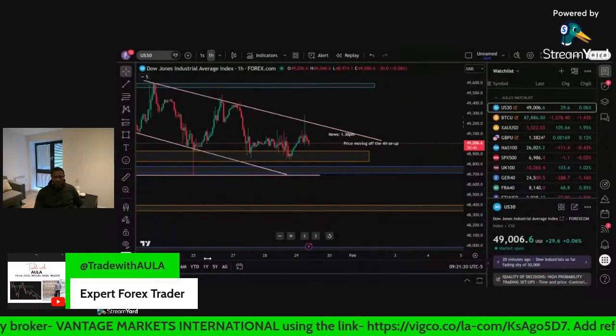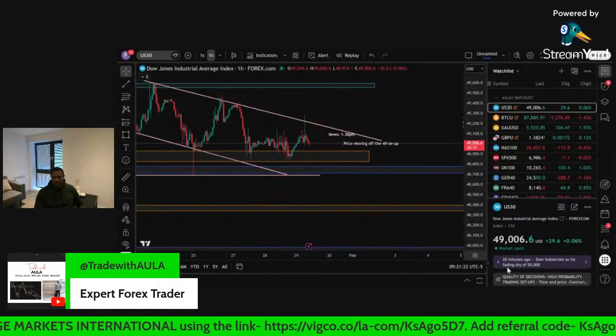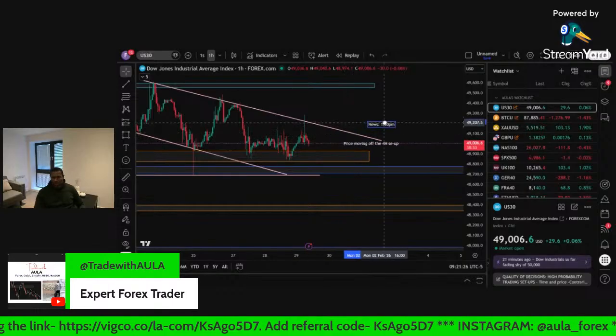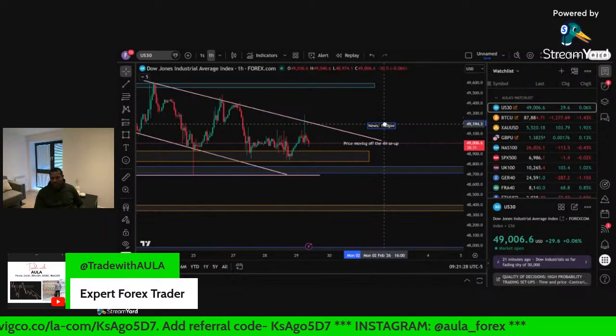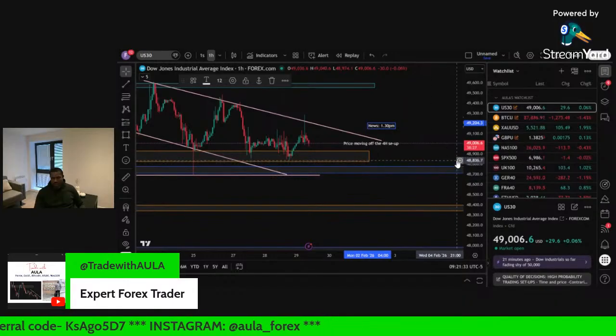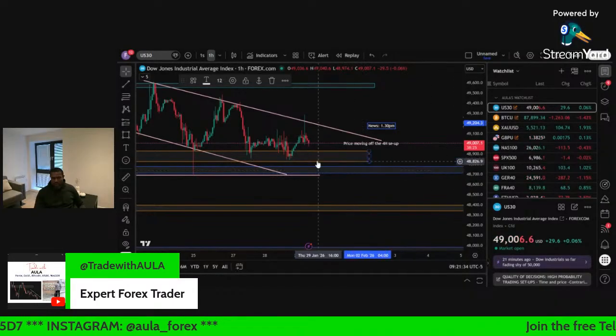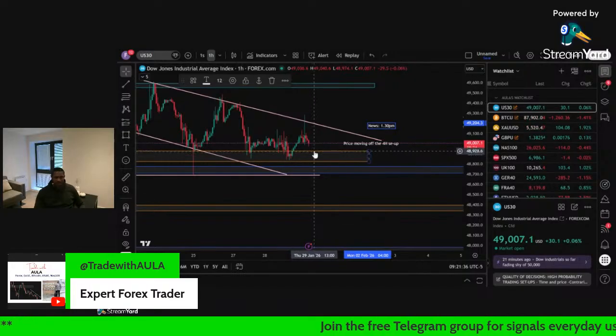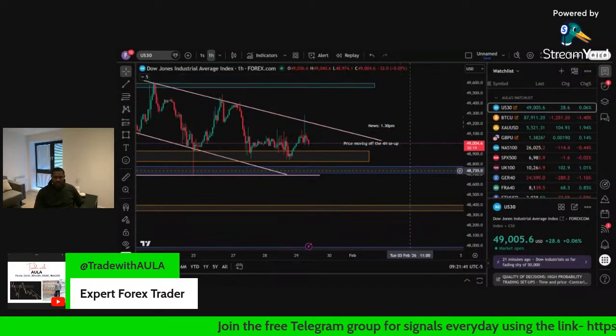Let's see what the 9:30 equities open brings, which is the New York equities open, which is 2:30 UK time. There's going to be strong volatility most times. So let's see what it brings.